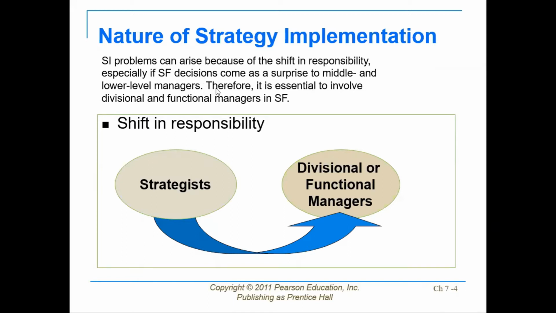If you remember, I put a statement in the earlier stages that a manager who is seldom surprised by actions is a good manager. If your manager gets surprised, if your manager gets shocked, it means that manager is not a good manager. So the main thing is repeated here, that strategy implementation problems can arise because of the shift in responsibilities, especially if formulation decisions come as a surprise to middle and lower level managers.